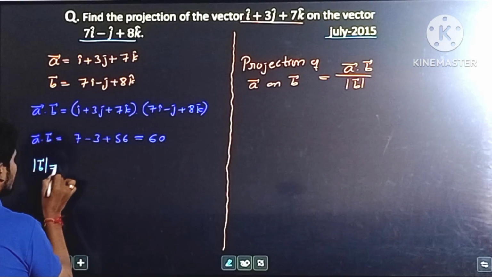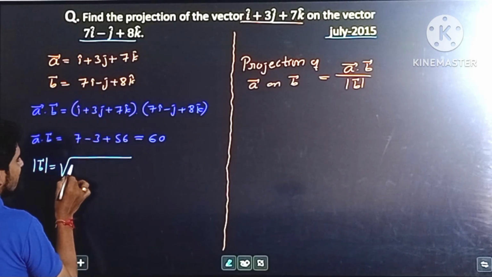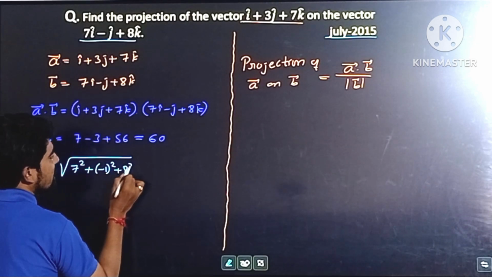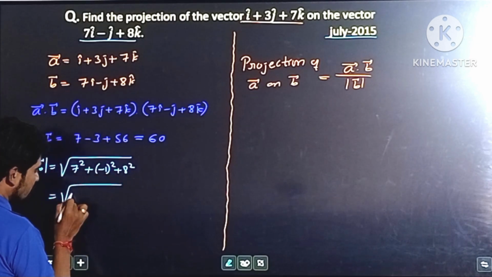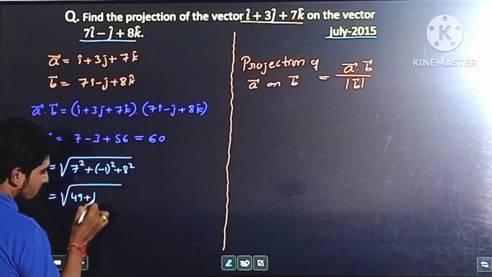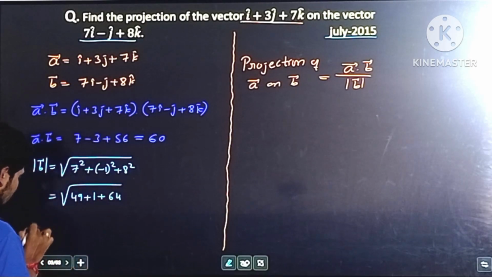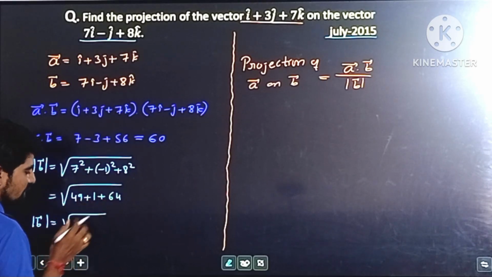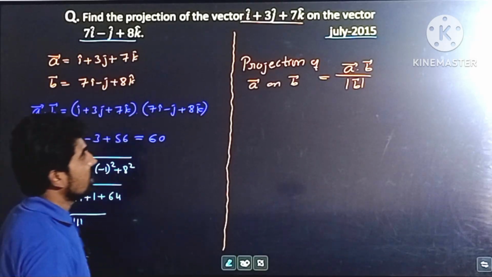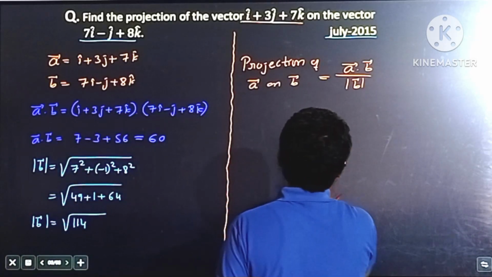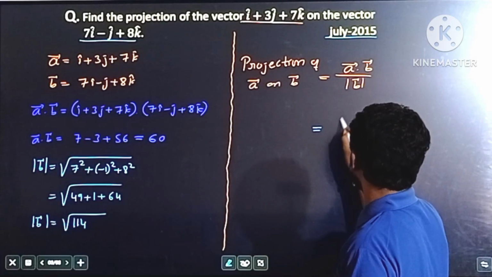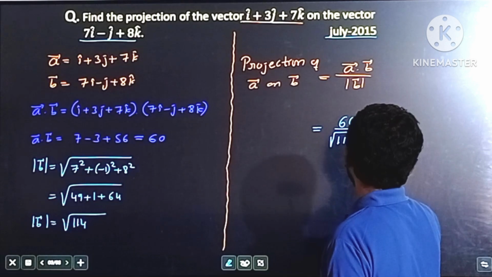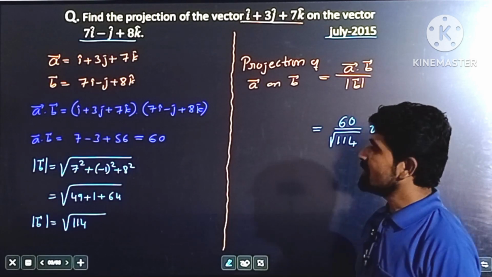And we need the magnitude of B vector. The magnitude of B vector is equal to the square root of the coefficient of i in B vector, 7 square, plus minus 1 square, plus 8 square, which is equal to the square root of 7 square is 49, plus minus 1 square is 1, plus 8 square is 64. So finally the magnitude of B vector is equal to the square root of 49 plus 1 is 50, 50 plus 64 is 114. Hence the required projection of A vector on B vector is equal to A vector dot B vector, 60, divided by the magnitude of B vector, square root of 114 units. I hope all of you understood.